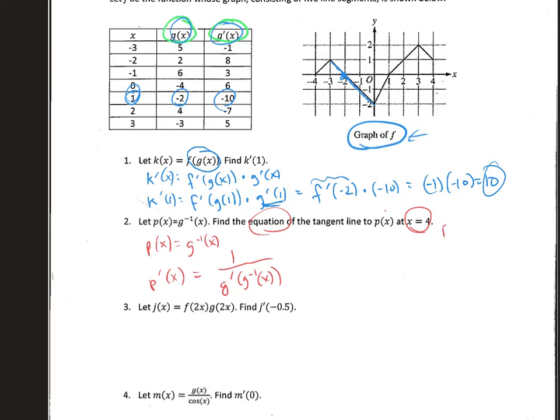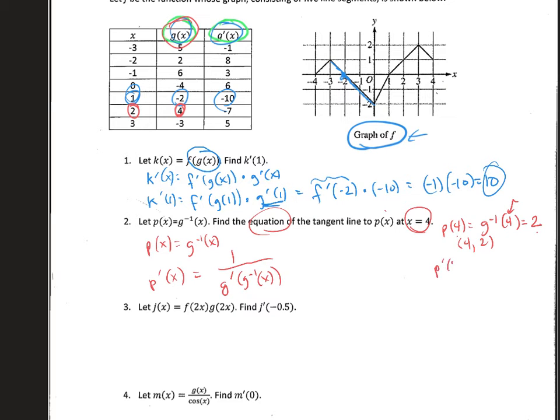All right, so p of 4, which would give me the point, would be g inverse of 4. To find g inverse of 4, we look at the graph of g, but instead of looking at an x value and getting back a y, we're inverting it. So we plug in 4 for the y in this column, so we find where the y is, and then we want the corresponding x back. That's going to be 2. So p of 4 is 2. So my point then is 4, 2.